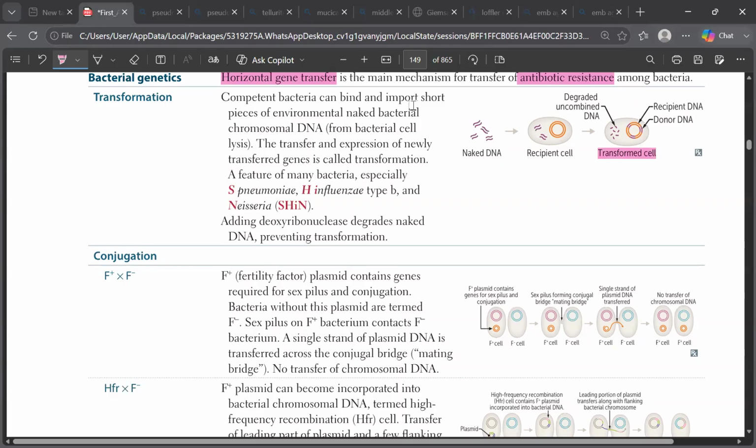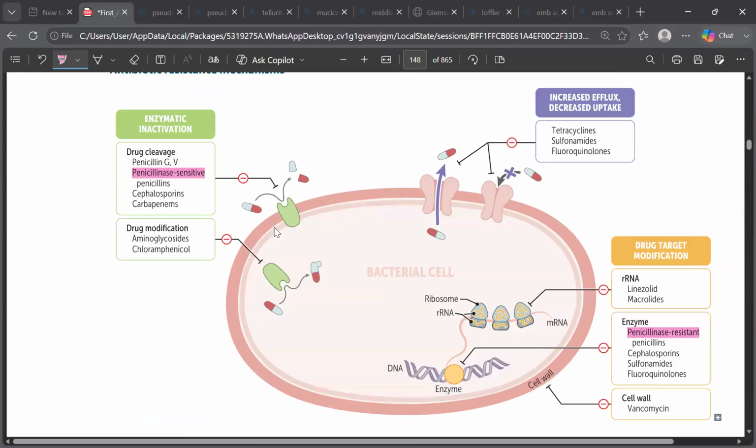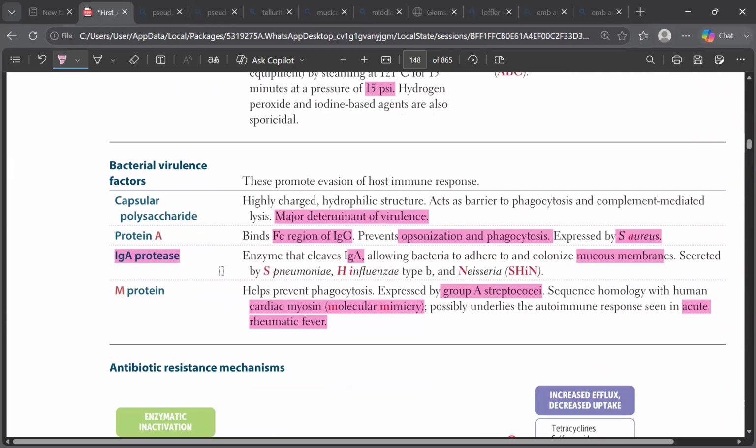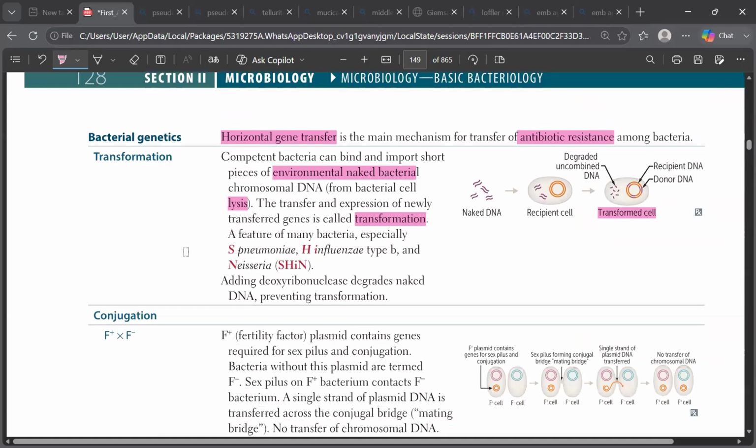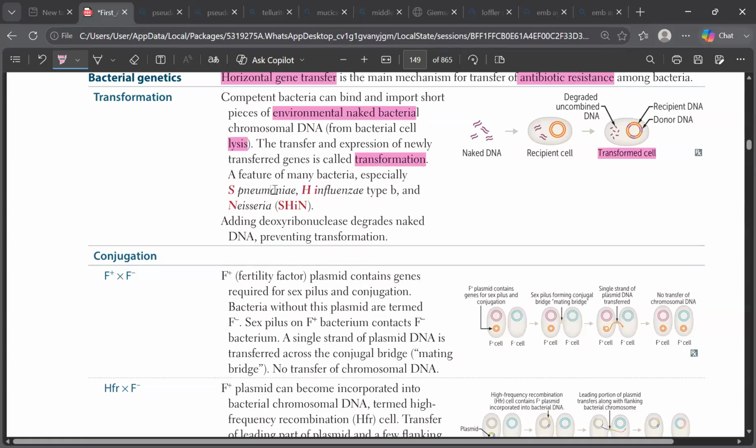Competent bacteria can bind and import short pieces of environmental naked bacterial chromosomal DNA from bacterial cell lysis. The transfer and expression of the newly transferred gene is called transformation. Transformed cells. Now I'm transformed. It is a feature of many bacteria, especially S. pneumoniae, H. influenzae, and Neisseria. And these were the encapsulated bacteria, if I remember well, and they were also present right here having IgA proteases. So these three bacteria had this in common: they undergo transformation, they are encapsulated, and they have IgA protease.